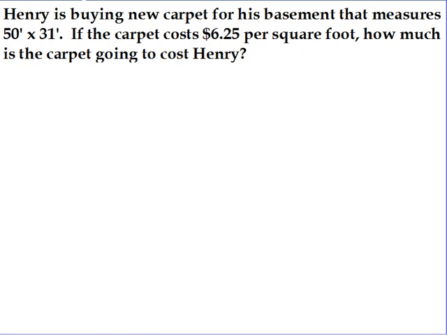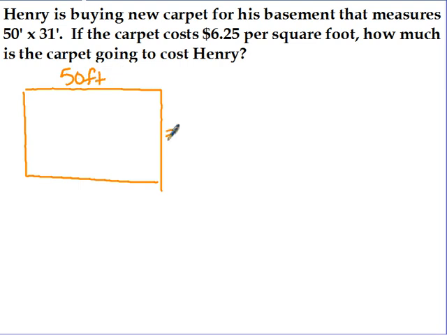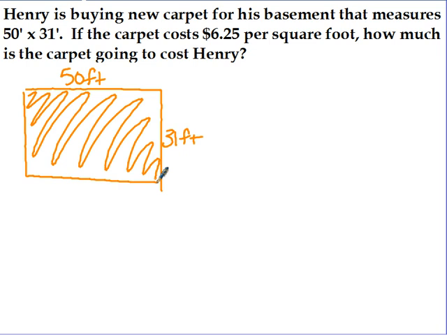Okay, so now we're buying some carpet. So Henry is putting new carpet in his basement, 50 feet by 31 feet. Okay, so again, carpet is not around the outside edge. Carpet covers everything. So we're going to find the area. So 50 by 31 is going to be 1,550 square feet.